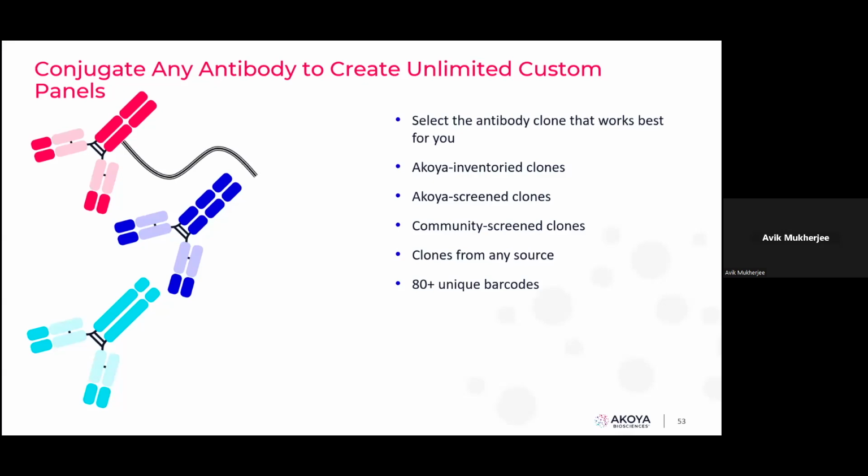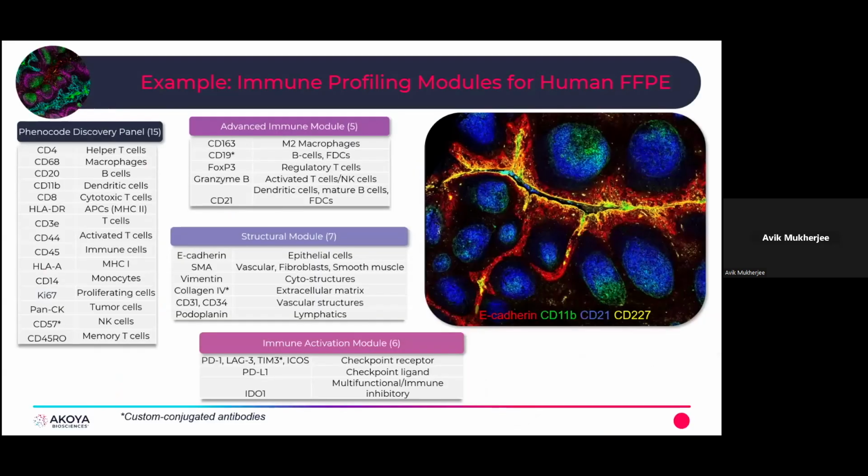And when you look at our antibody panels, you can select the antibody clone that best works for you, or you can get an inventoried antibody, which is already attached to a barcode and you can buy it as a complete assay from us. You can get a list of screened antibodies where we have screened the antibodies for barcode compatibility. And there are community-screened antibodies, where our customers who have published their data, you can get the clone information and barcode compatibility from them. We right now have 80+ unique barcodes. That means if you have your antibodies that work in your assay, you can put 80+ barcodes and do 80-plex right now.